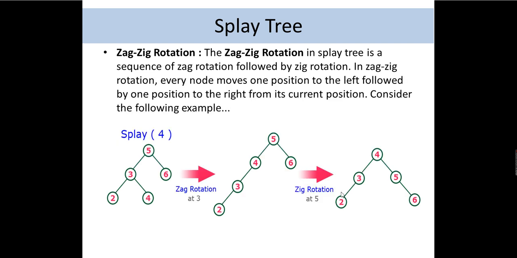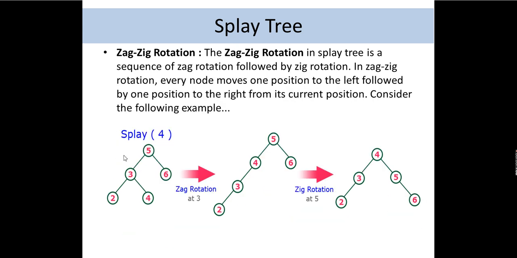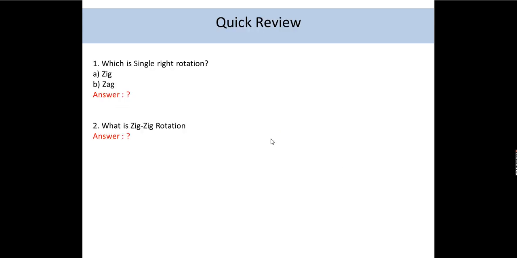Then we have a zag and zig operation. So zag and zig operation is, say I have this splay of 4. So how will you do a splay of 4? First it has to do the left rotation and then the right rotation, right? It is the opposite of the zigzag. Correct? Zag-zig is the opposite of zig-zag, and then you get the outcome as this. So these are all operations related to splay tree, and now we will have a quick review again.